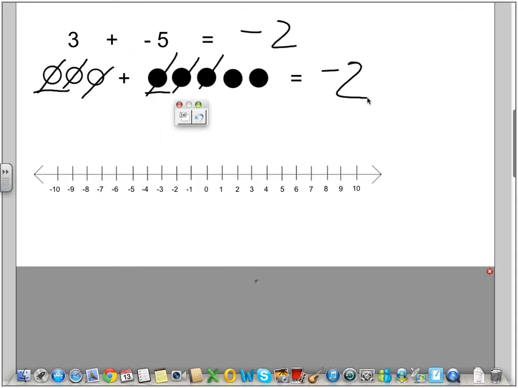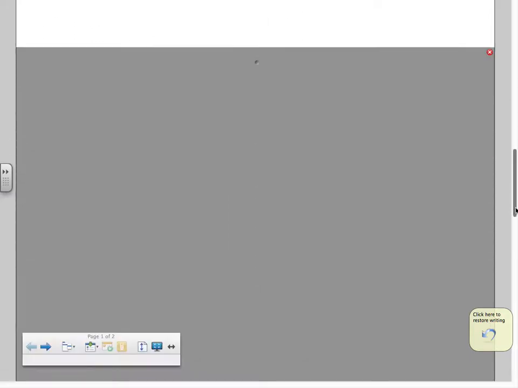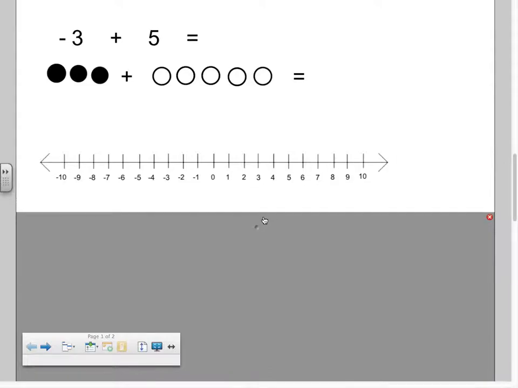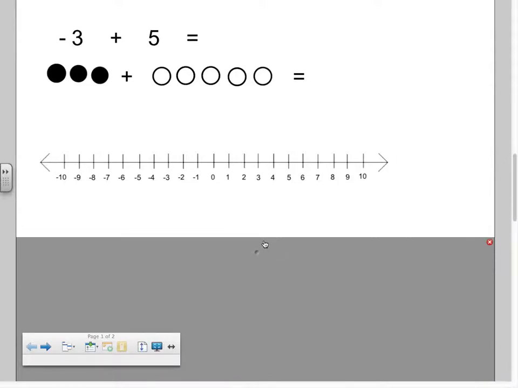Now, if I'm going to use a number line to do it, I'm going to have a starting point of 3 right here, and I'm adding a negative, so now I know that adding a negative means move to the left. So I move to the left 5. 1, 2, 3, 4, 5. And my answer is negative 2. Okay, now we've got another problem for you. Negative 3 plus positive 5.